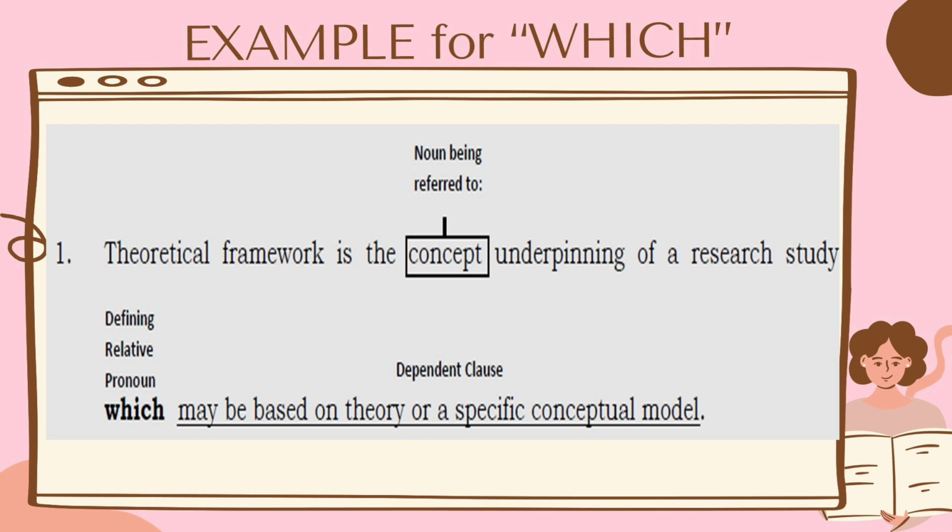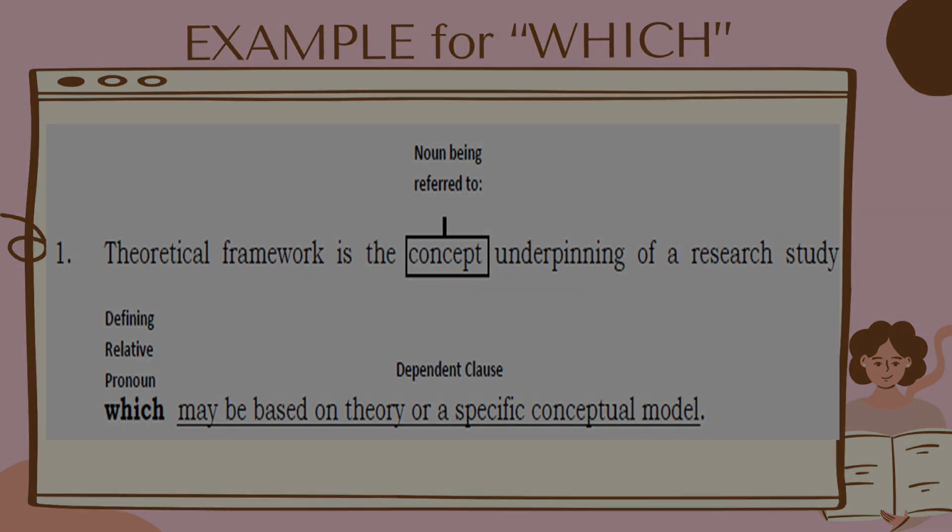And we have the example for which. Theoretical framework is the concept underpinning of a research study which may be based on theory or a specific conceptual model. So this example used which since the dependent clause may be eliminated and still the phrase concept underpinning of a research study can define the term theoretical framework. So that's how we will use which.